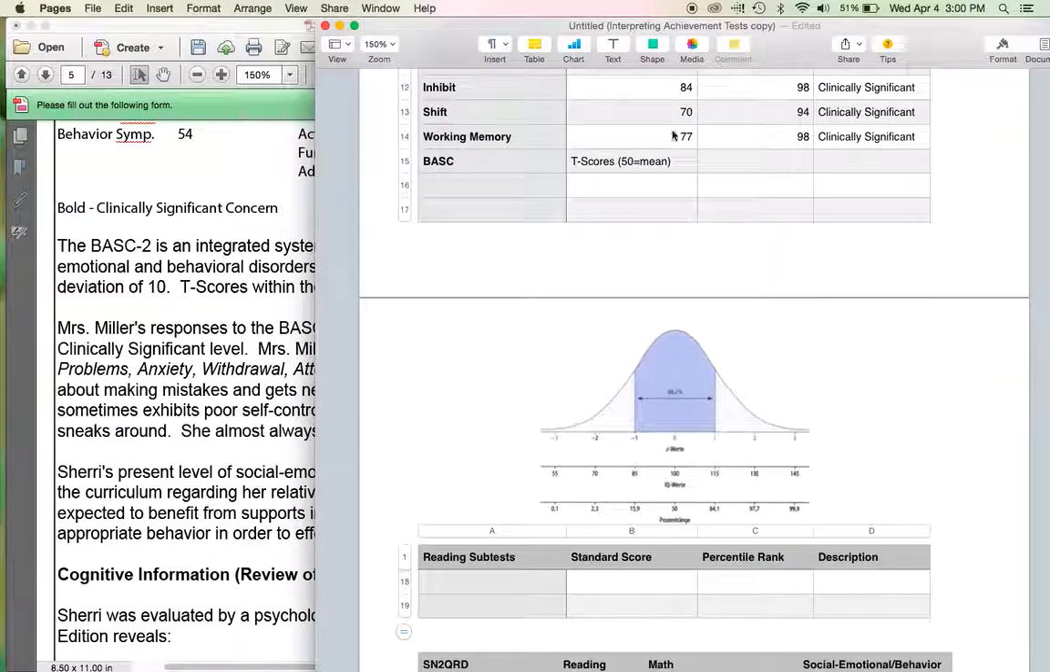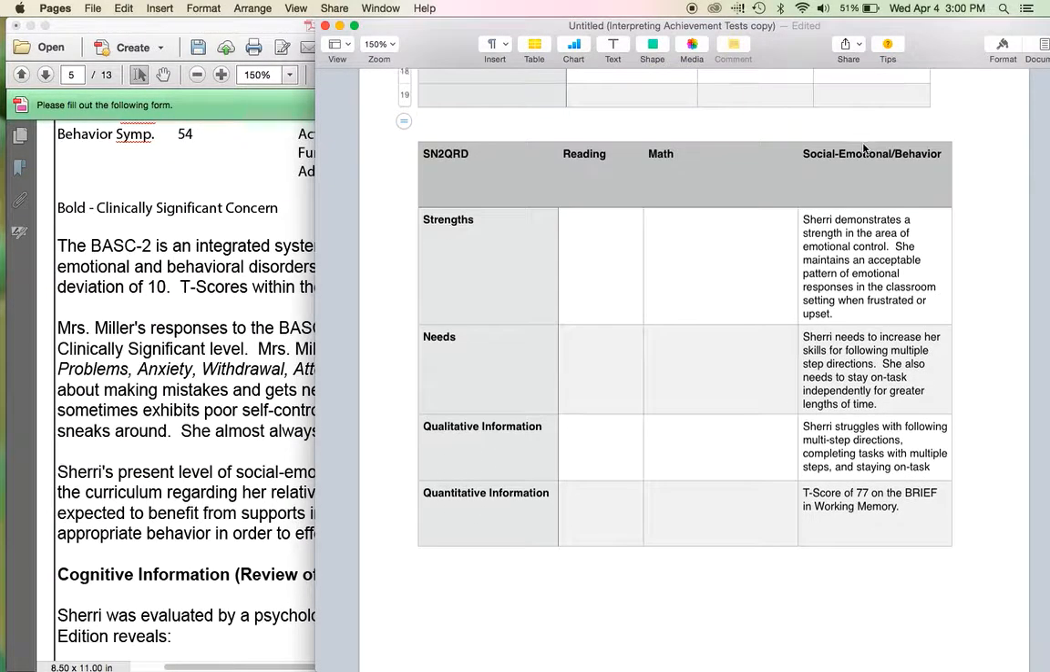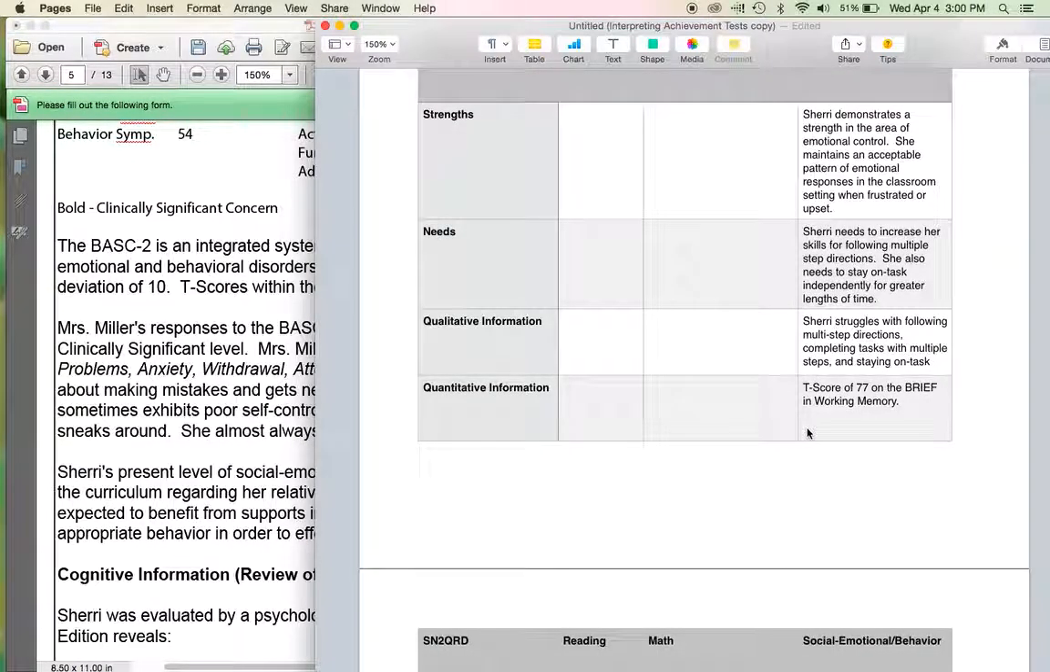So I went down here and I thought, okay, I know that the T score is 77 and the percentile rank for that is 98, and that it's a significant skill. So I came down here and I found it most comfortable to start with the quantitative square on this table. And I filled in that she has a T-score of 77 on the BRIEF in working memory.